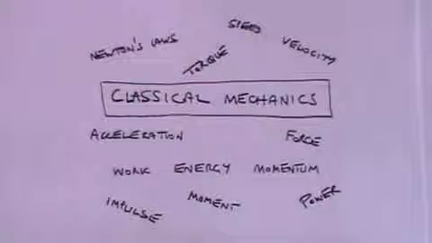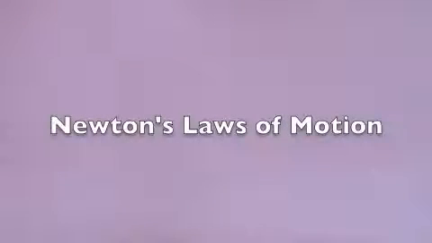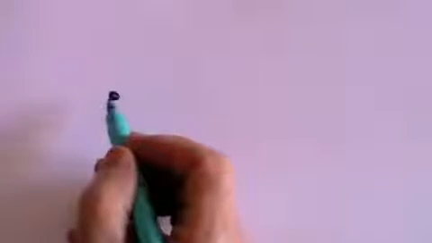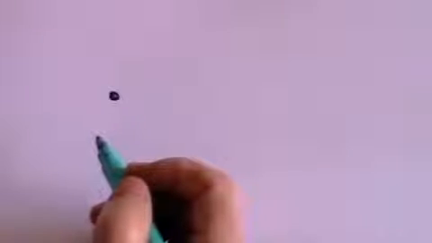It is called classical mechanics because it doesn't take into account Einstein's theories of relativity. First, we look at Newton's laws of motion. The first law says that an object will continue in its state of rest or uniform motion unless acted upon by an external force. And what that means is that if there is an object at rest, then it will stay at rest forevermore unless there is a force that comes along and causes it to move.